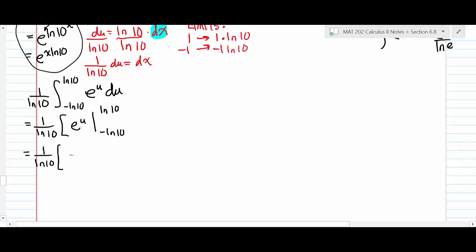Go ahead and evaluate your limits. So that's going to be e to the ln 10 minus e to the -ln 10, like that.